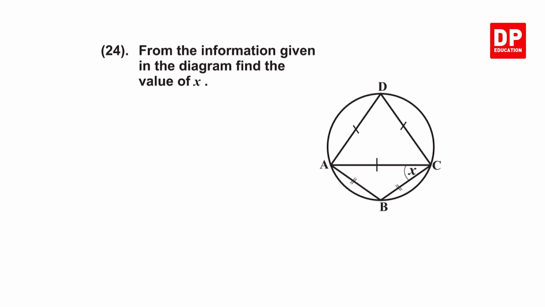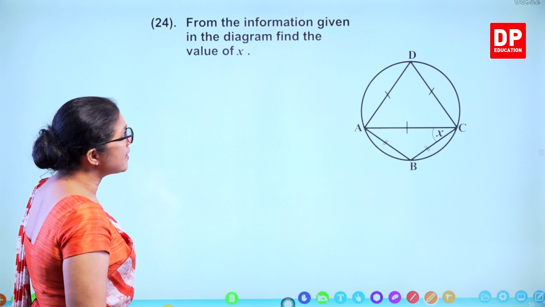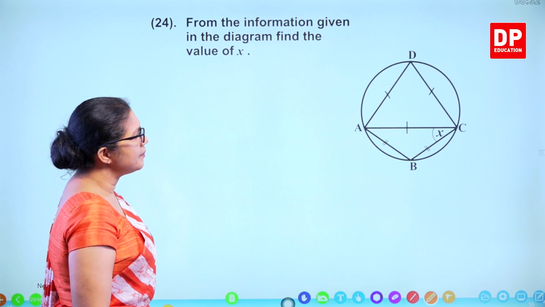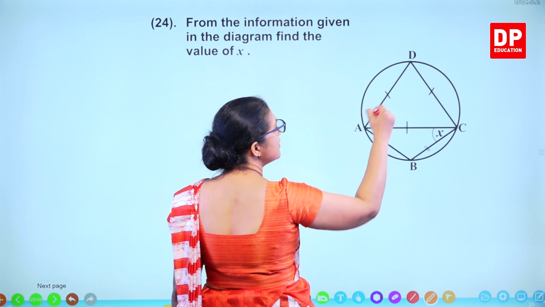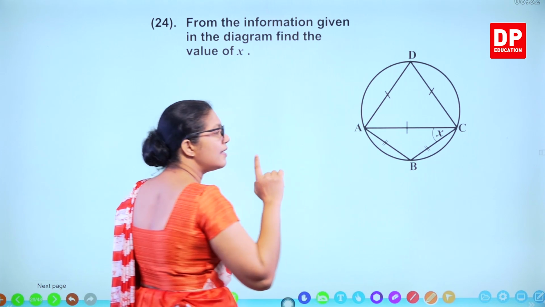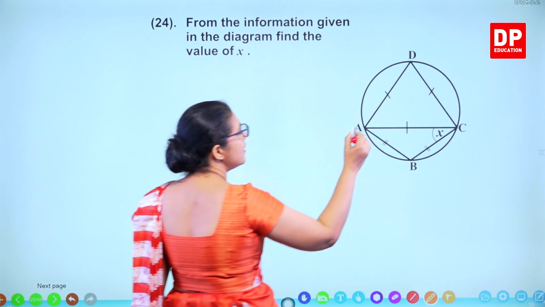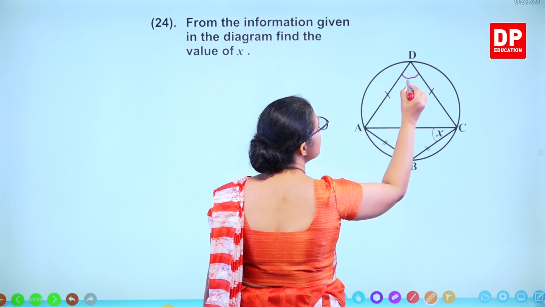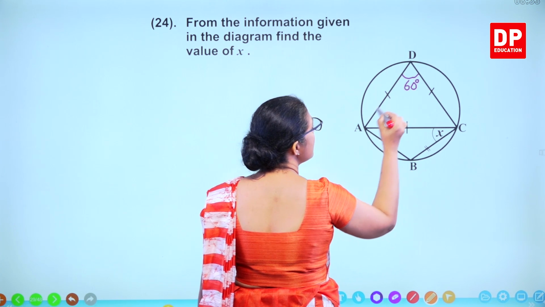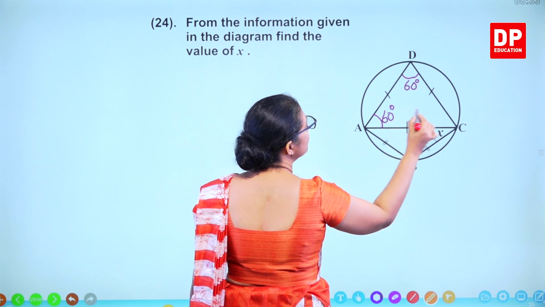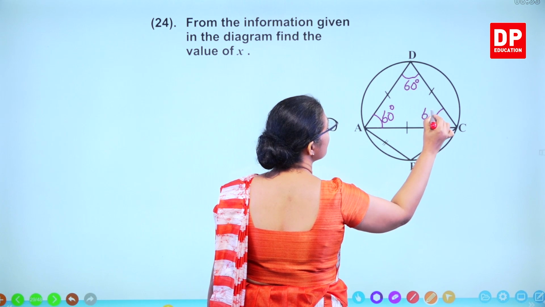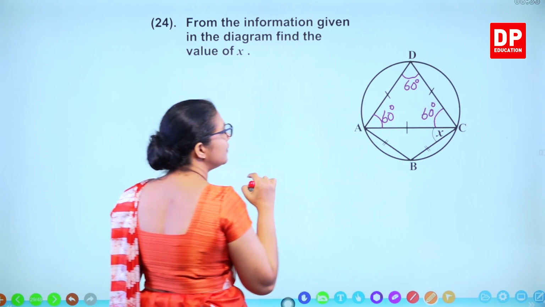Question number 24. From the information given in the diagram, find the value of x. Look carefully. You need this. What is this triangle? All sides are equal. Equilateral triangle. So what's this angle? 60 degrees. All these are 60 degrees.